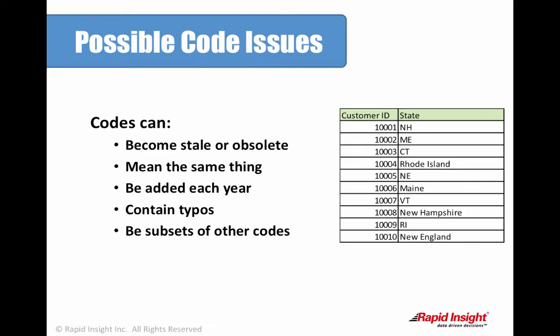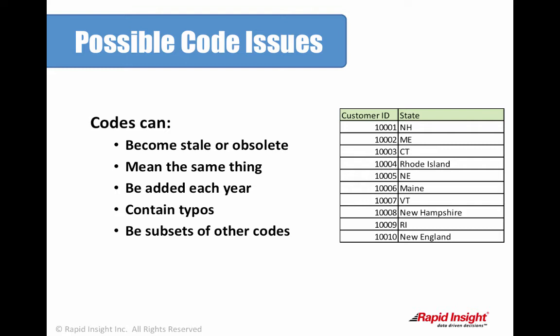Codes can be added year after year, so new codes can be introduced to your data set. Sometimes those new codes are just variations of old codes, but you'll just want to be aware of what codes were prevalent during which time because you'll be working with historical data. Codes can contain typos, so it's always good to check the number of values in your data set for each code to find codes that might be misspelled or mistyped.